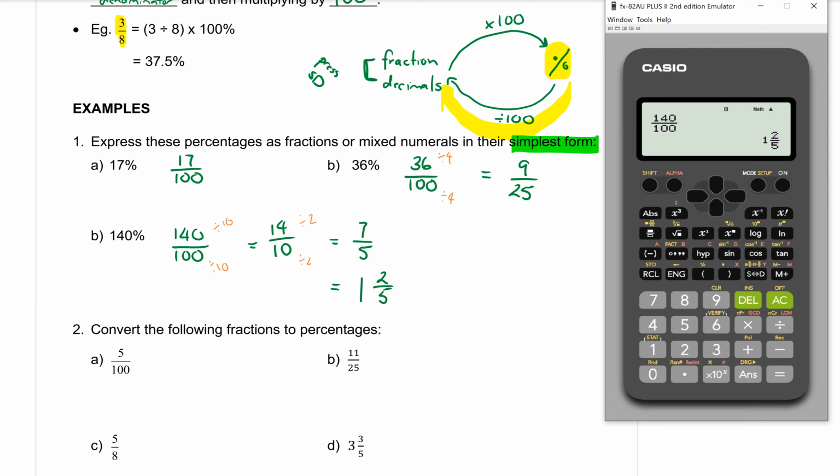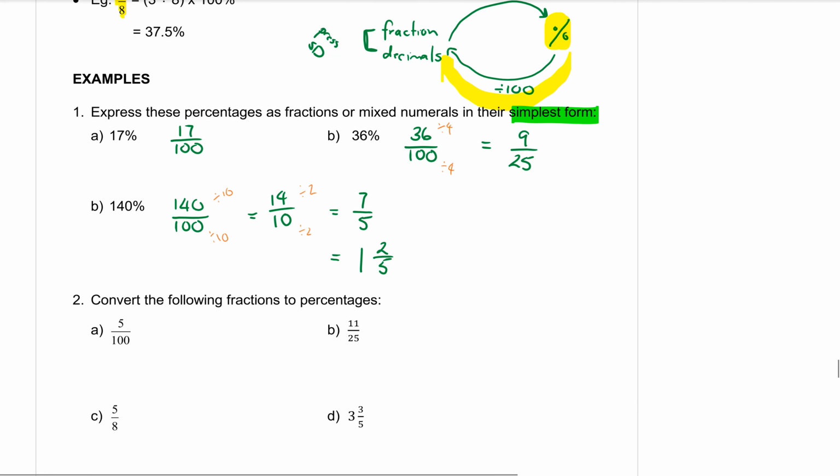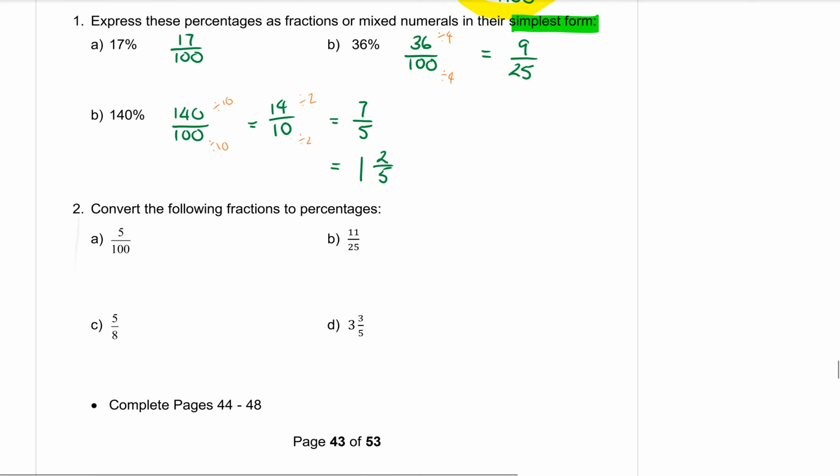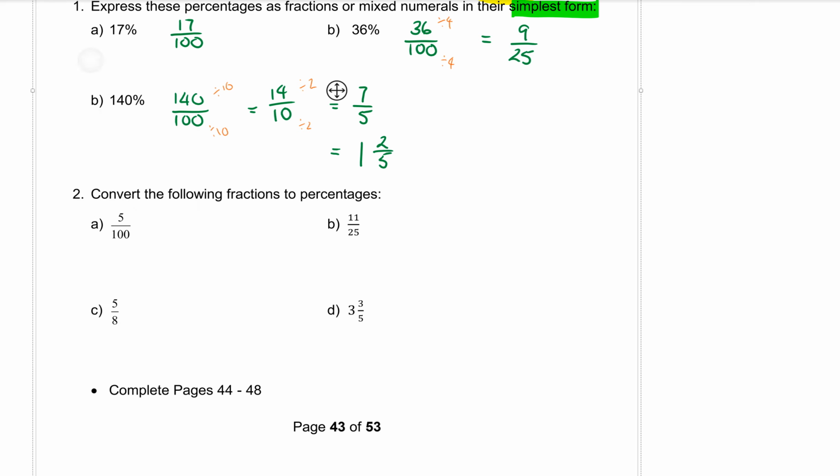Question 2 is going the other way. In these questions, we have fractions, and we want to go to percentages. So to my diagram on the top here, here's my fraction. If I want to go to the percentage, I'm going across the top this time, which means I need to times by 100. Okay? So each one of those fractions, I'm going to times this by 100.